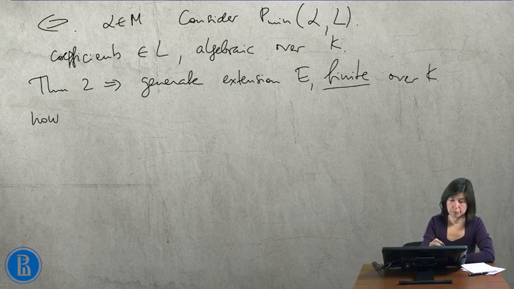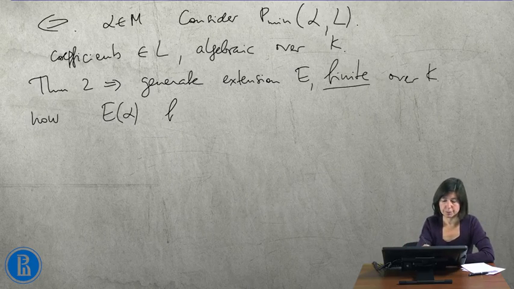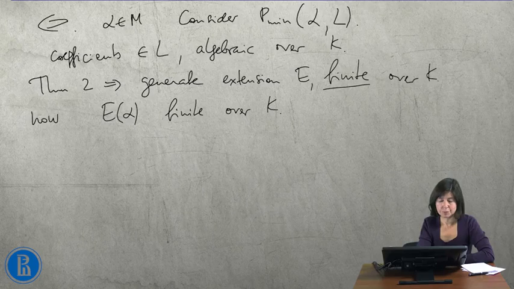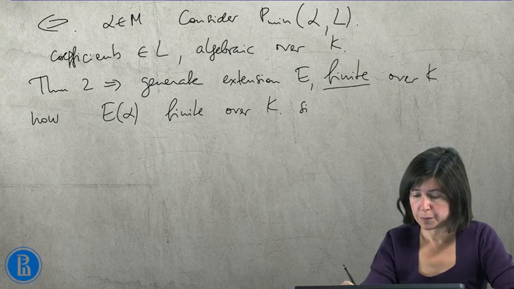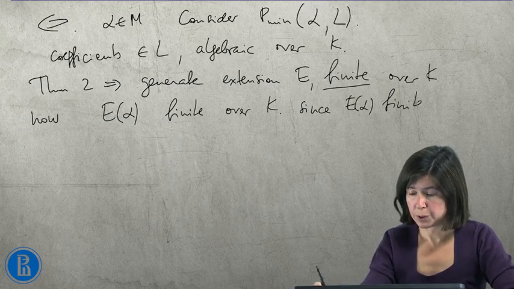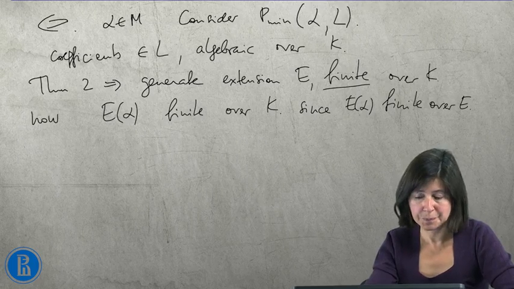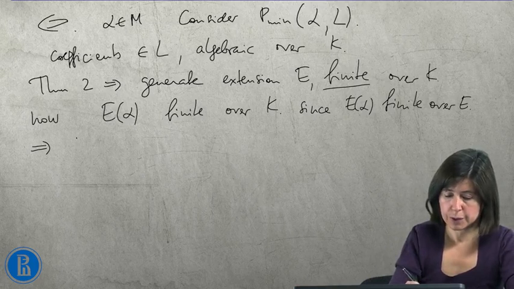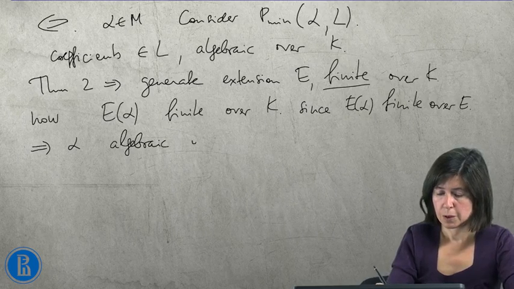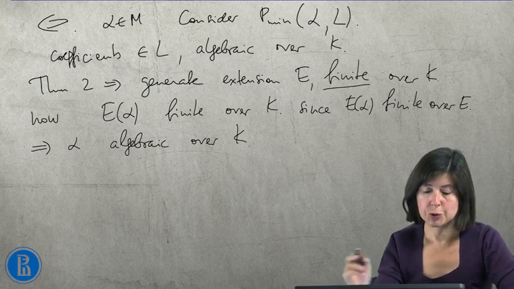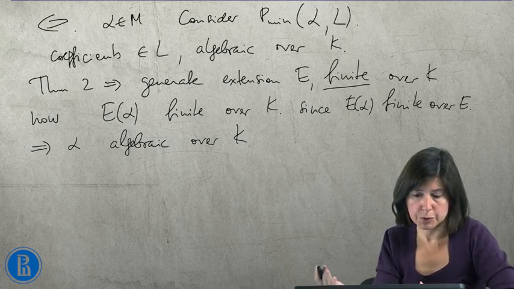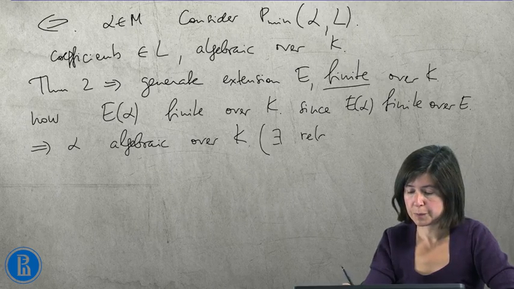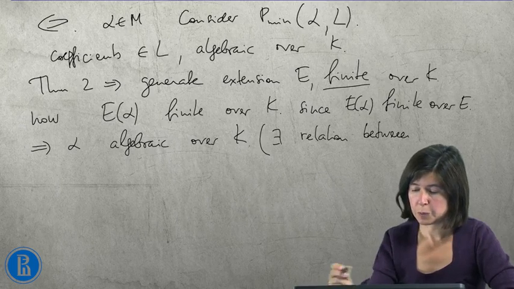Now, E(alpha) is also finite over K. Since E(alpha) is finite over E, alpha is algebraic over E, and this means that alpha is algebraic over K. Because since E(alpha) is finite over K, then there will be some linear dependence between the powers of alpha. There is a relation between powers of alpha.